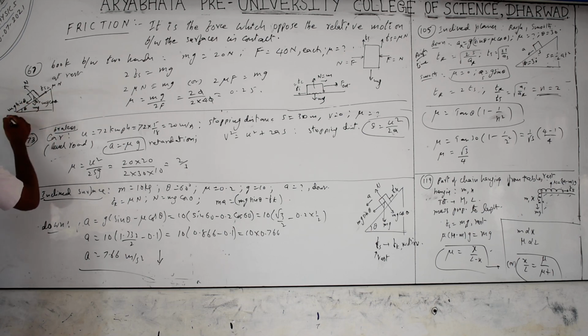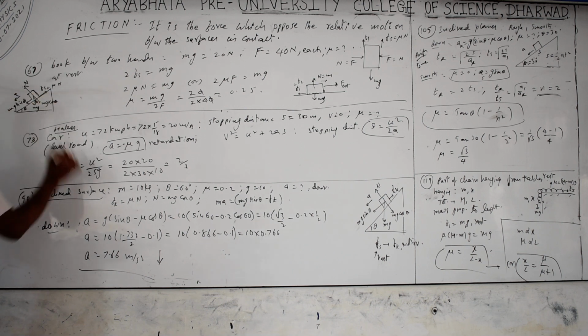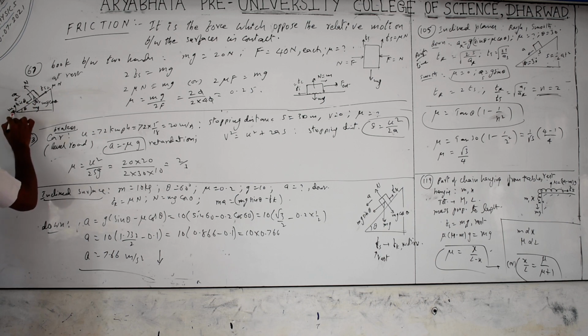Unbalanced force is nothing but equal to the force along the inclined surface. If the block is already accelerating downwards, then Fs is replaced with Fk, the kinetic friction, and the resultant motion is mg sin theta minus Fk equal to m into A, where m is the mass of the block.